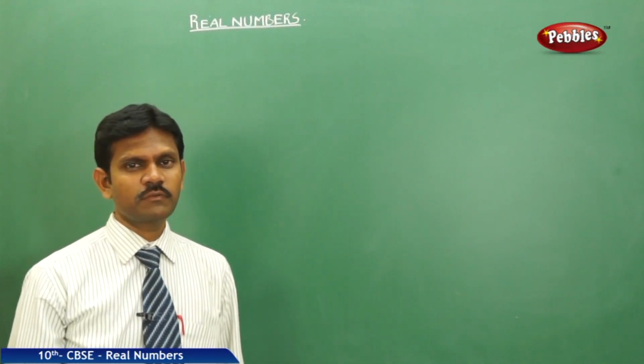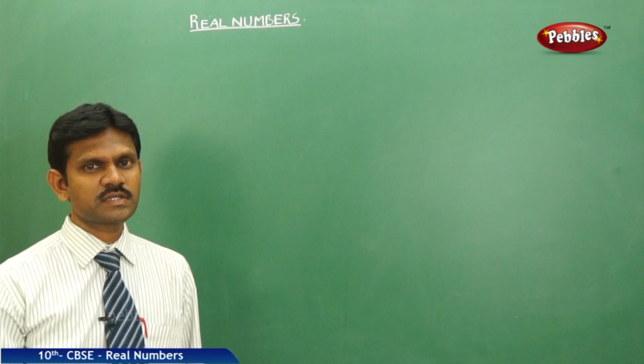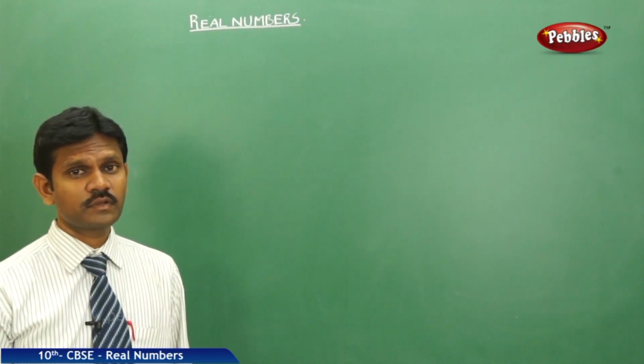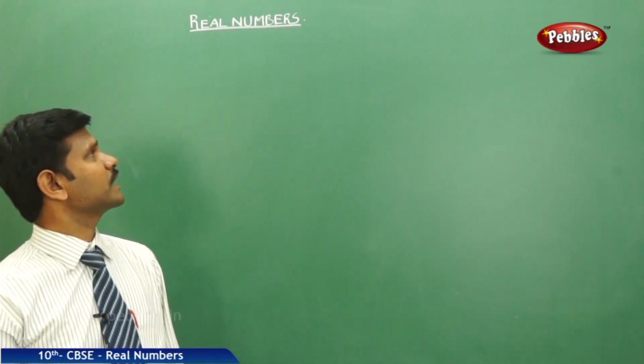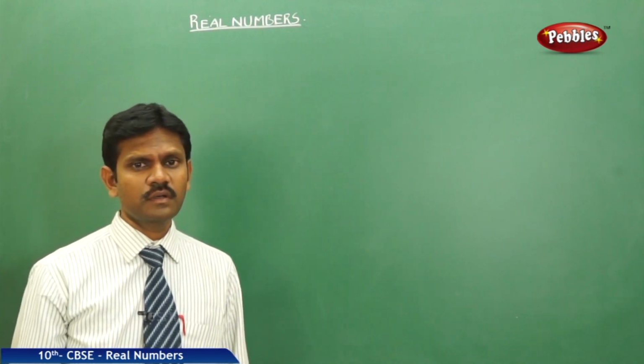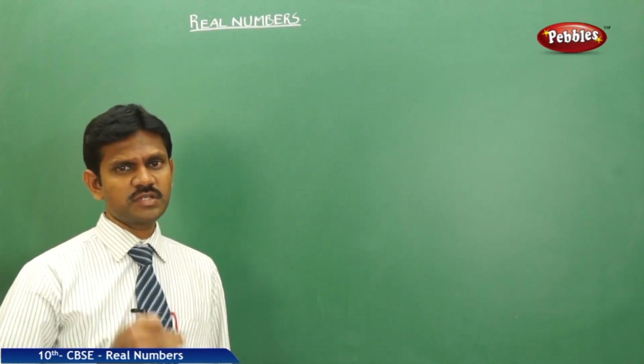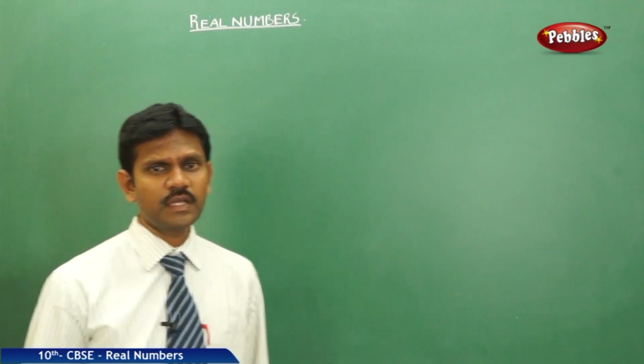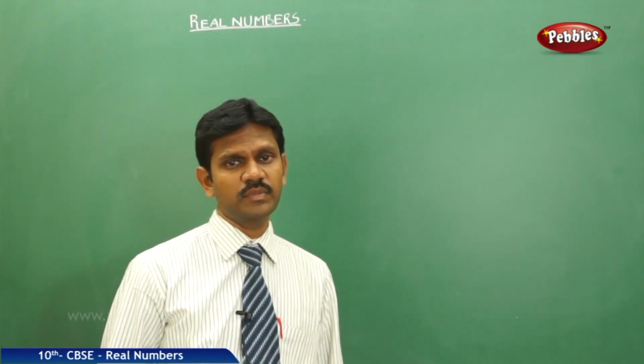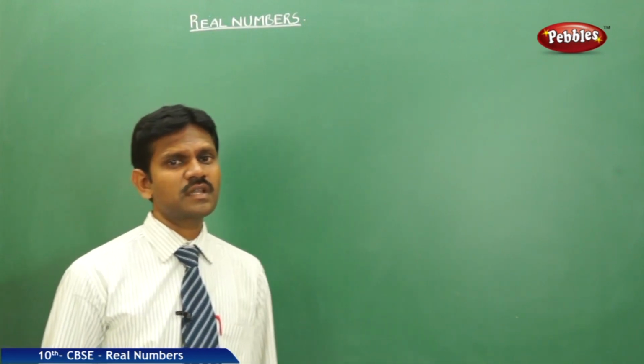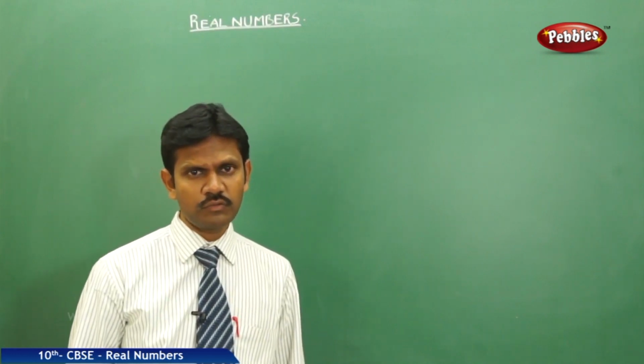Today we are discussing one of the important chapters in our CBSE board textbook: real numbers. What is meant by a real number? A real number means a connective of the number system. At the very beginning, all of you know very well about the natural numbers. Natural numbers are the numbers which we generally use for counting.